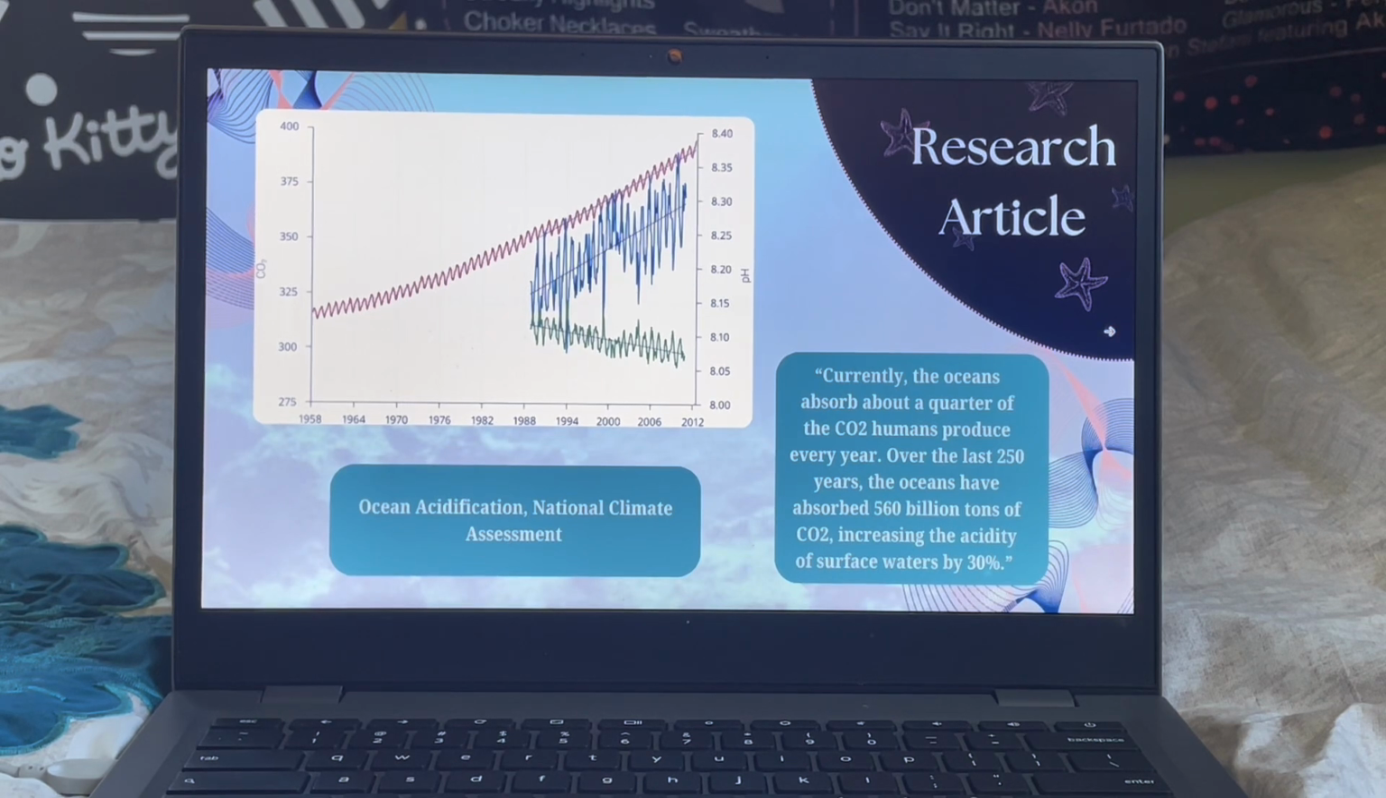In this research article, Ocean Acidification, the National Climate Assessment studied 3 different things in a particular region. The red line represents the increased carbon emission, the blue line increasing represents the carbon intake, and the green line decreasing represents the ocean's pH. The article also states, currently, the oceans absorb about a quarter of the CO2 humans produce every year. Over the last 250 years, the oceans have absorbed 560 billion tons of CO2, increasing the acidity of the surface waters by 30%.